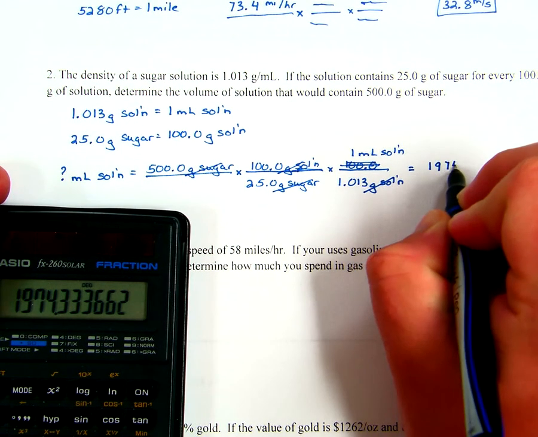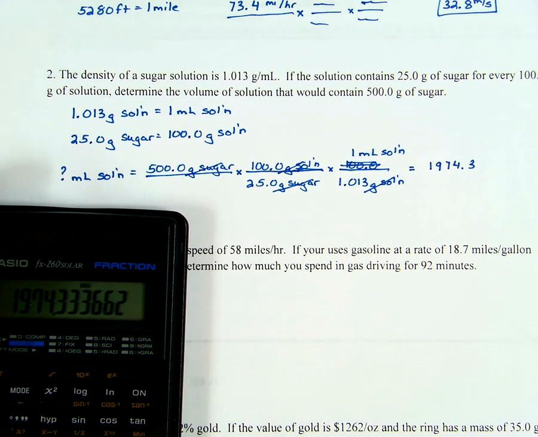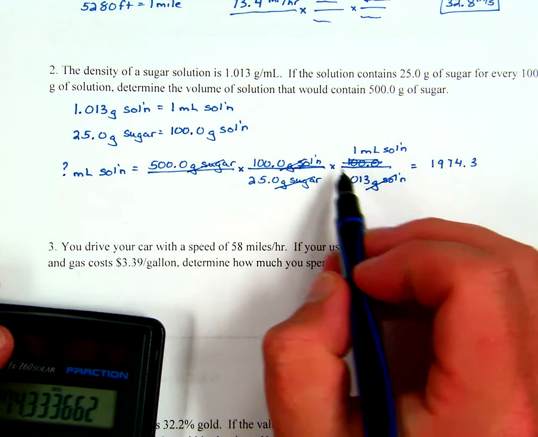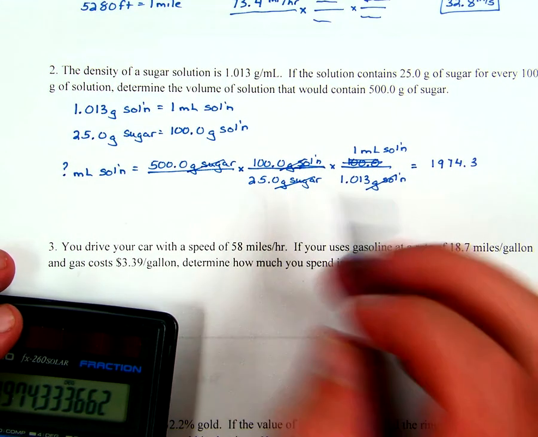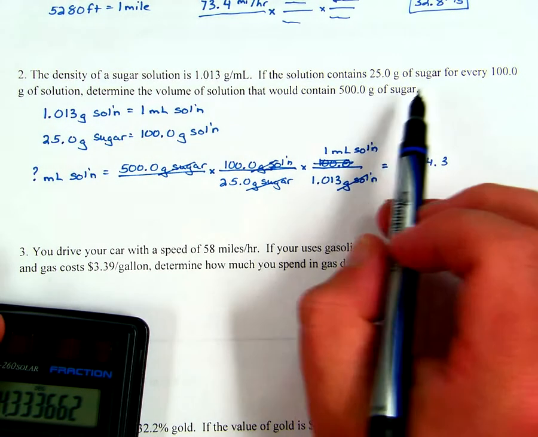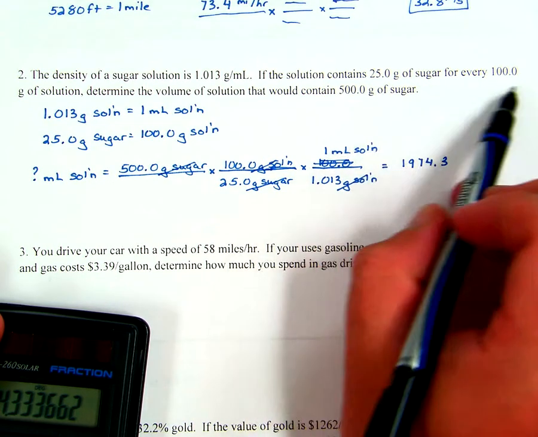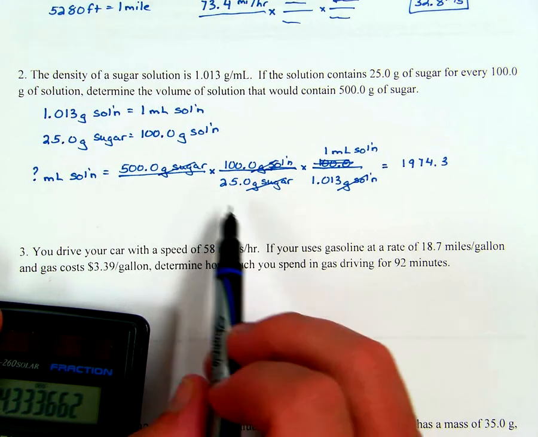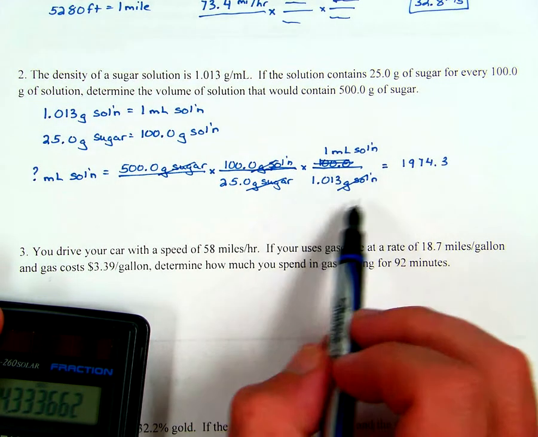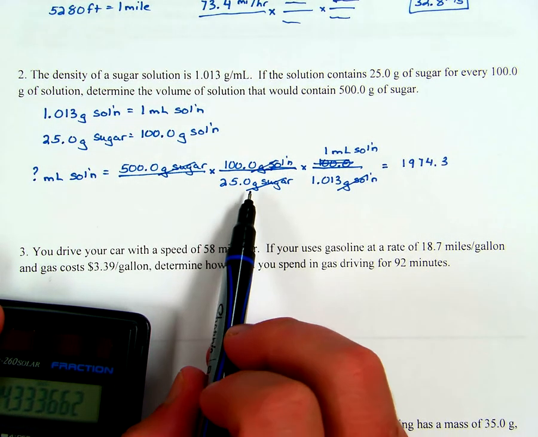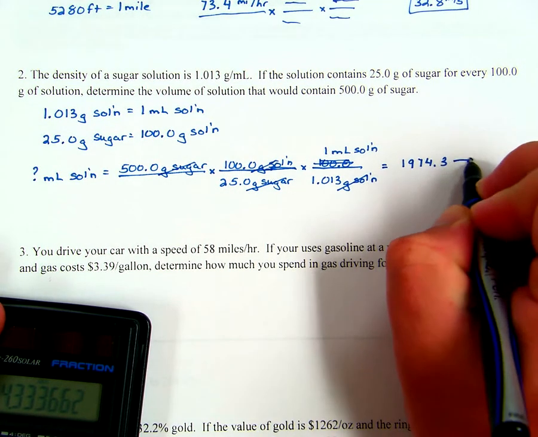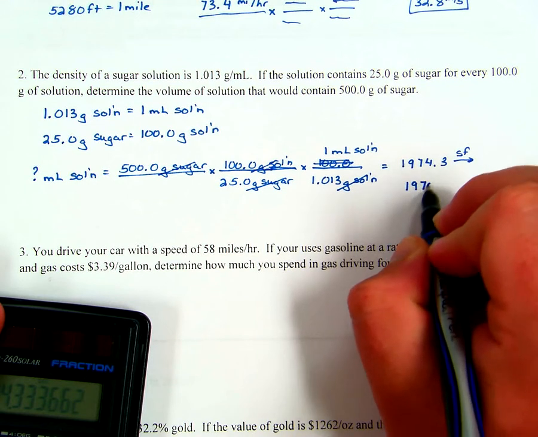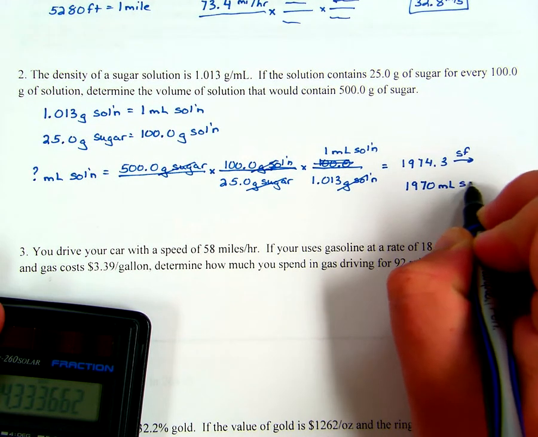1,974.3. Now, as far as sig figs are concerned here, we have seen in the past where all the conversion factors were defined equalities. This is not the case here. Somebody had to measure out these amounts. They had to measure these when they were making the solution. So these conversion factors here, both the ratio of sugar to solution mass and the density, are measured. So this 25.0, that is only 3 sig figs. So I need to round this to 3 sig figs. Rounding that to 3 sig figs, that would be 1,970 milliliters of solution. And we're done with that one.